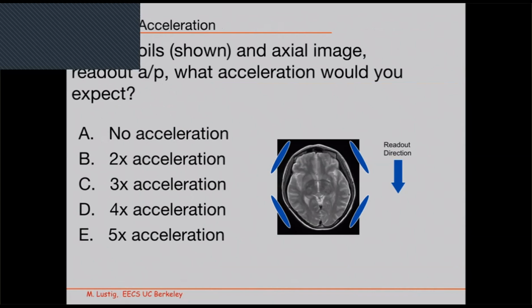Okay, so now I have 4 coils: coil here, coil here, coil here, and coil here. This is the readout direction. With 4 coils shown on an axial image, the readout is AP, anterior-posterior. What acceleration would you expect to be able to do? No acceleration, 2, 3, 4, or 5? We have 4 coils and a readout here, and the phase-encode is in this direction.